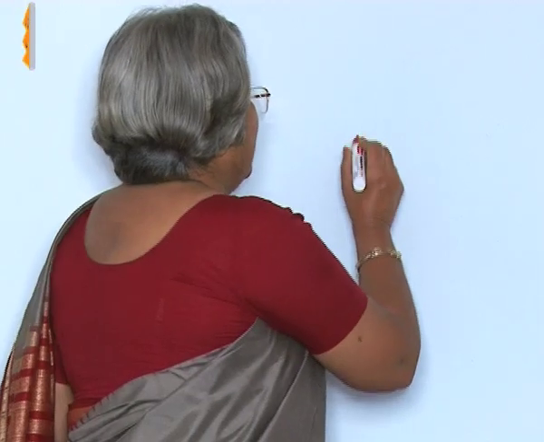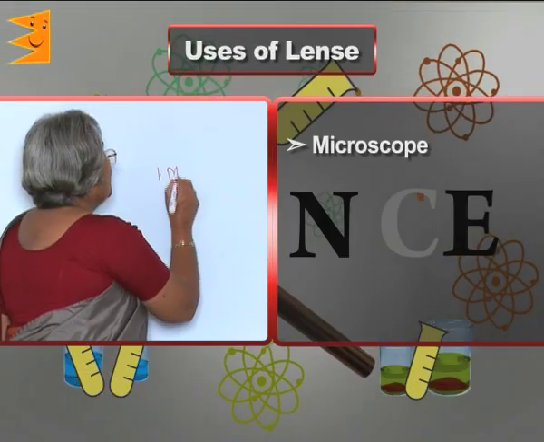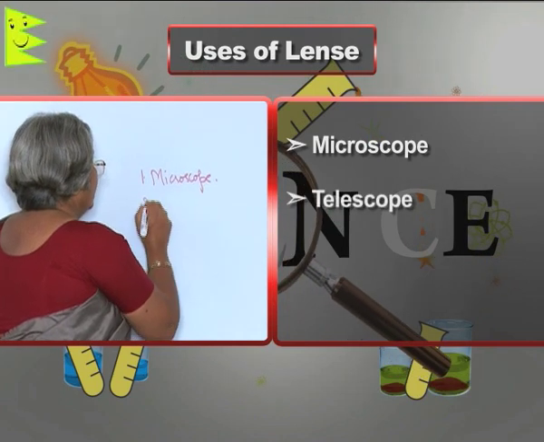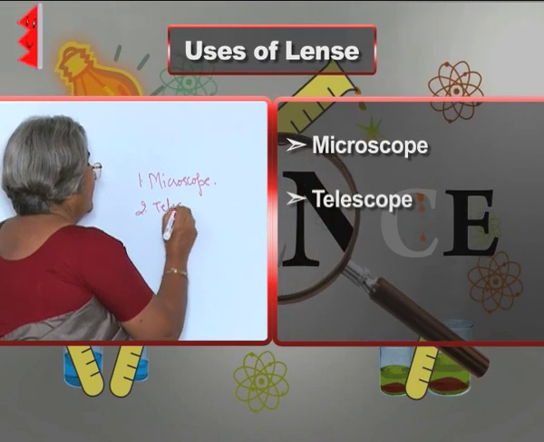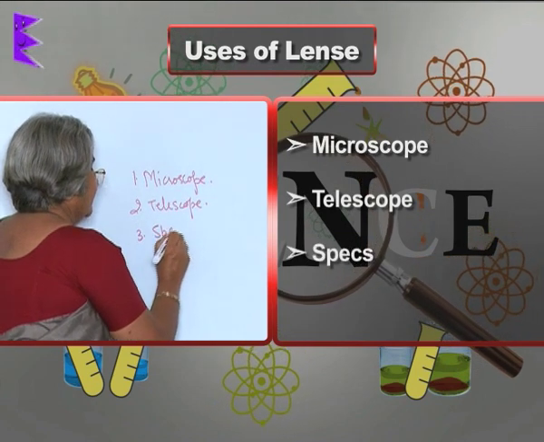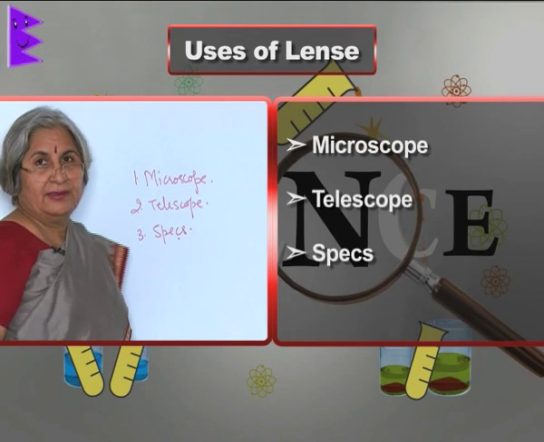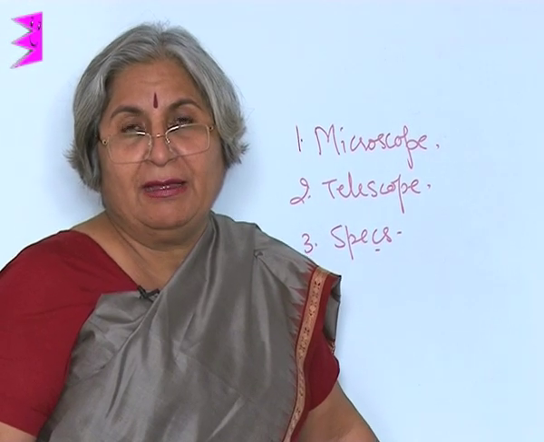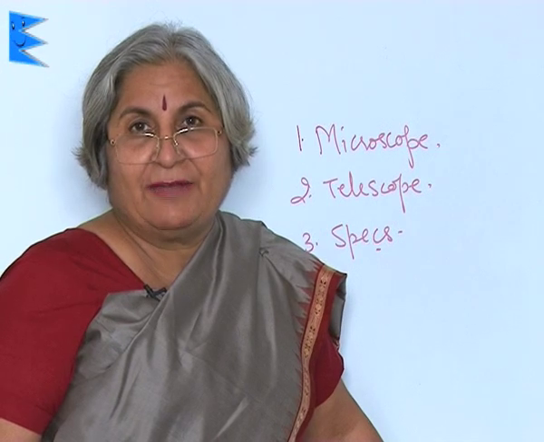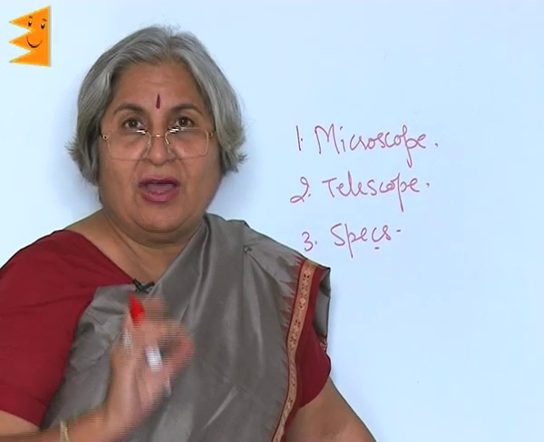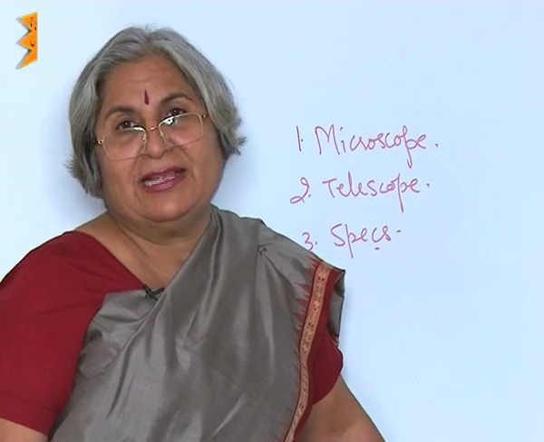So, in addition to this, lenses are used in microscopes, telescopes, and specs. For short sightedness, or as it is called myopia, a concave lens is used, and for hypermetropia, that is for long sightedness, a convex lens is used.